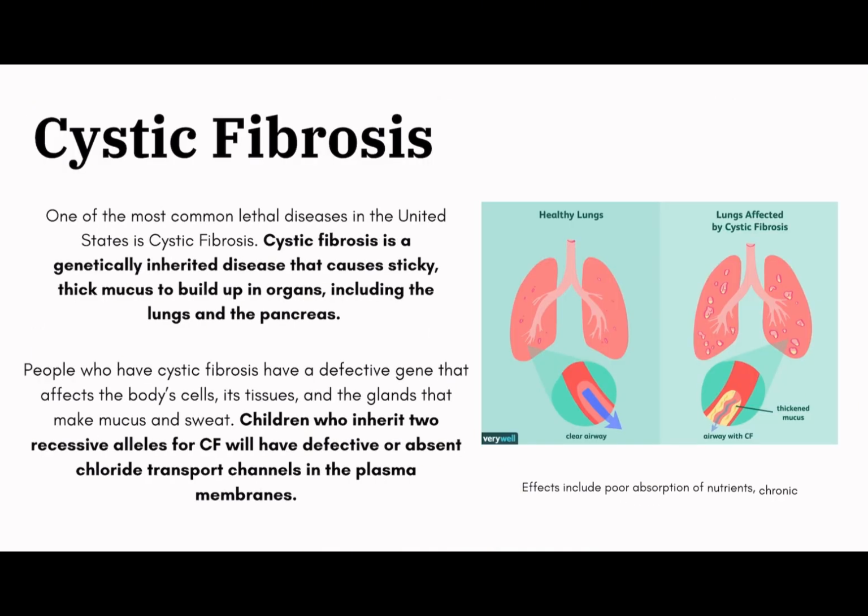A common disease in the U.S. is cystic fibrosis. It is a genetically inherited disease that causes mucus to build up in organs. Children who inherit two recessive alleles for CF will have defective or absent chloride transport channels in the plasma membranes.